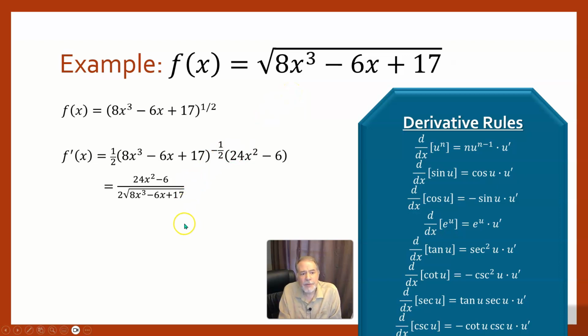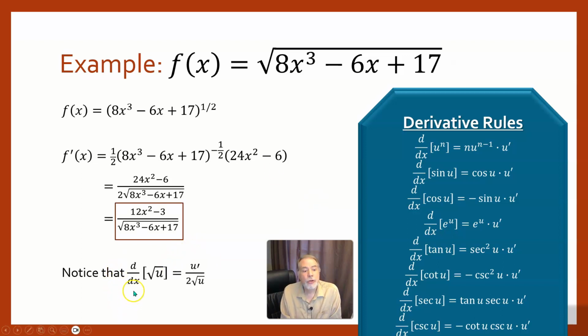And we can simplify this a bit because everything on top can be divided by this 2 on the bottom. So that would reduce to 12x squared minus 3 over just 1 times the square root of 8x cubed minus 6x plus 17. So that's our derivative. That's f prime of x.